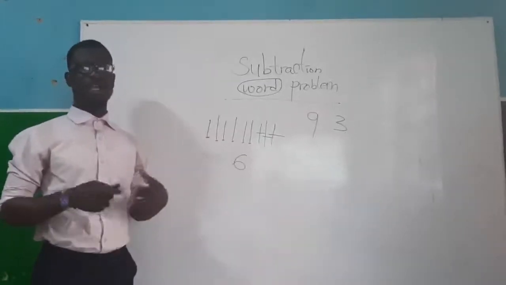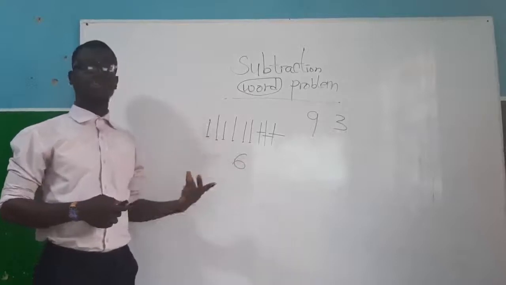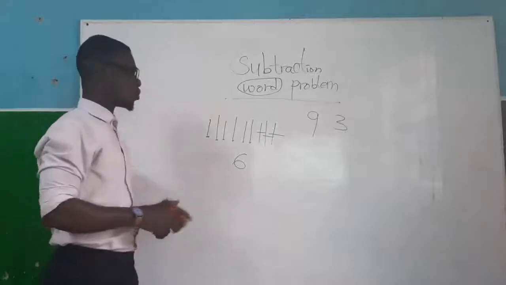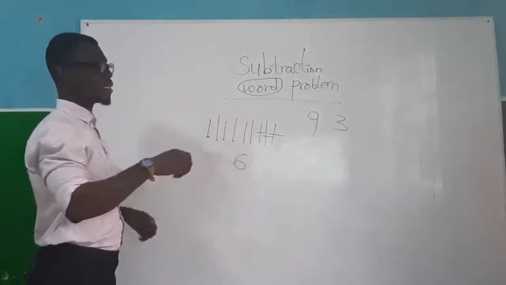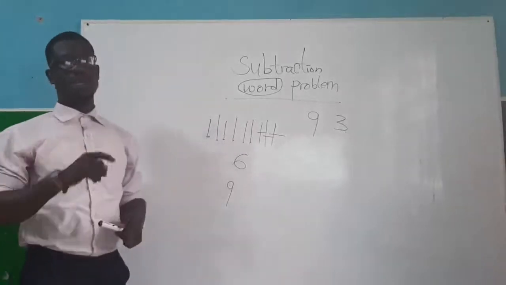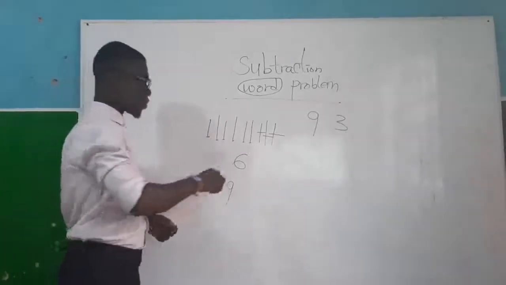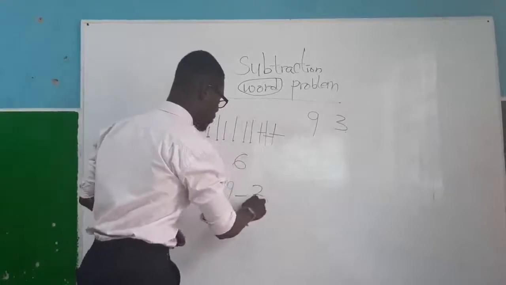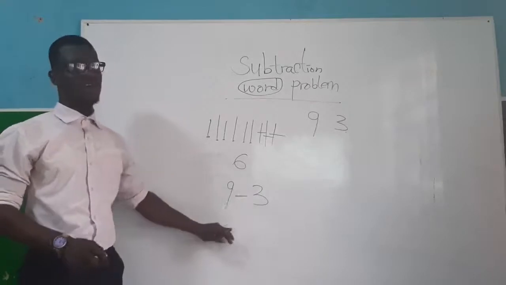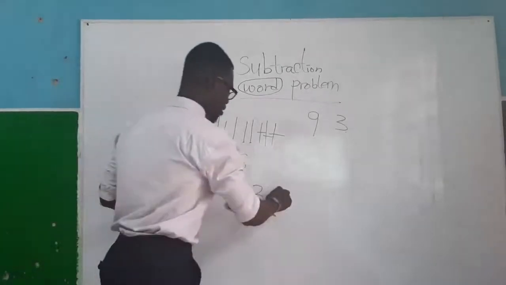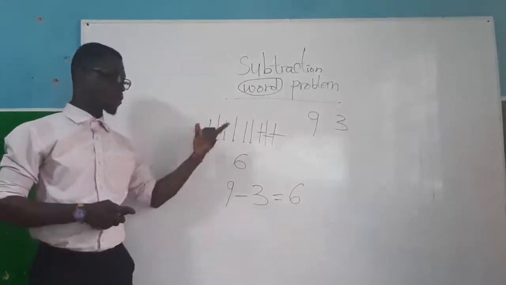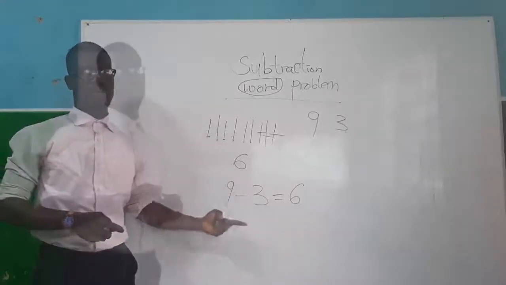But after you are done with the subtraction word problem, you need to also represent it in a subtraction sentence. And it will be represented as 9, which happens to be the total number of the pencils, minus the 3, which also happens to be the number that we have to make the difference between 9. And after making the difference, we found out that the difference is 6. So that is subtraction word problem.